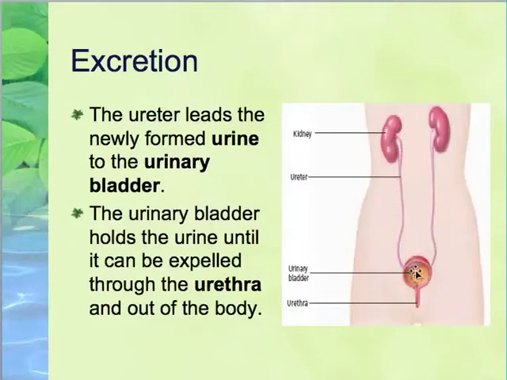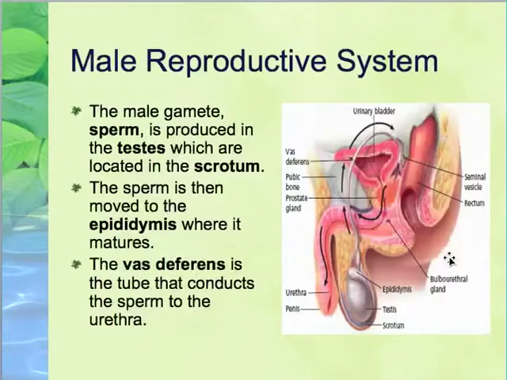Each kidney has a ureter. Both ureters converge at the urinary bladder, and of course the urinary bladder, once again, is where the urine is going to be stored. That takes us to the male reproductive system.